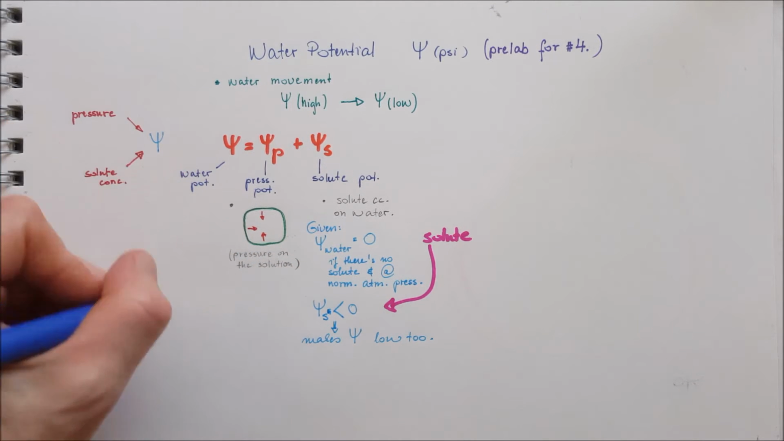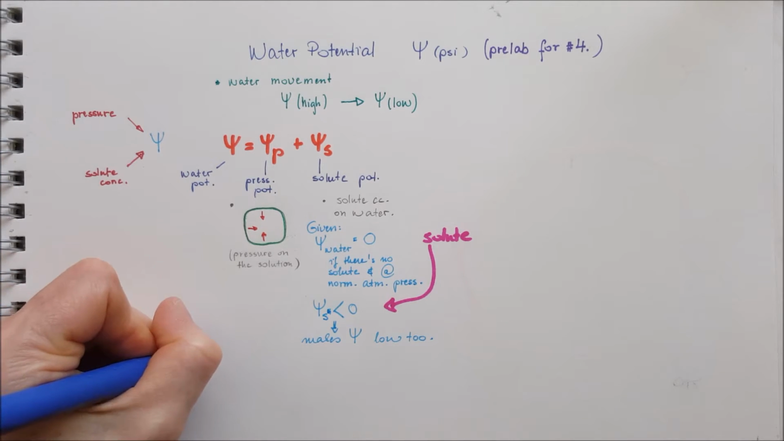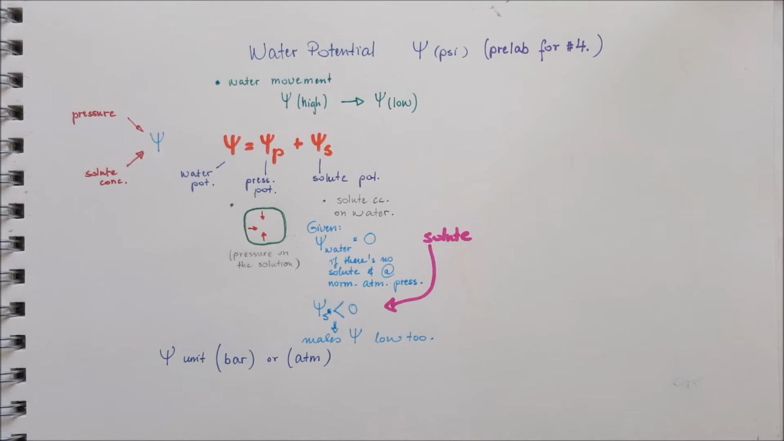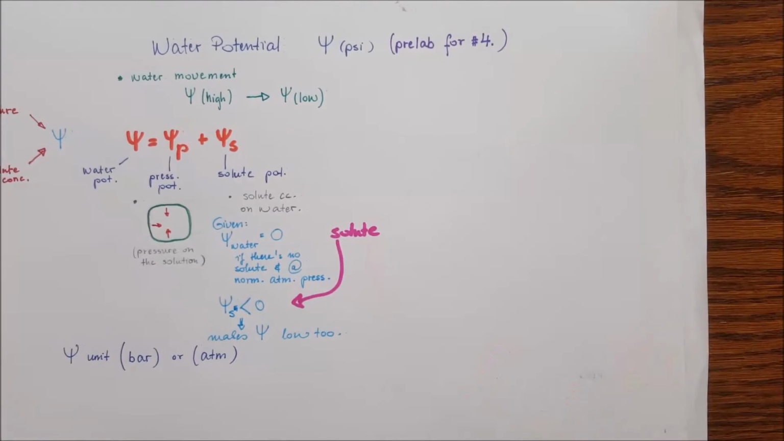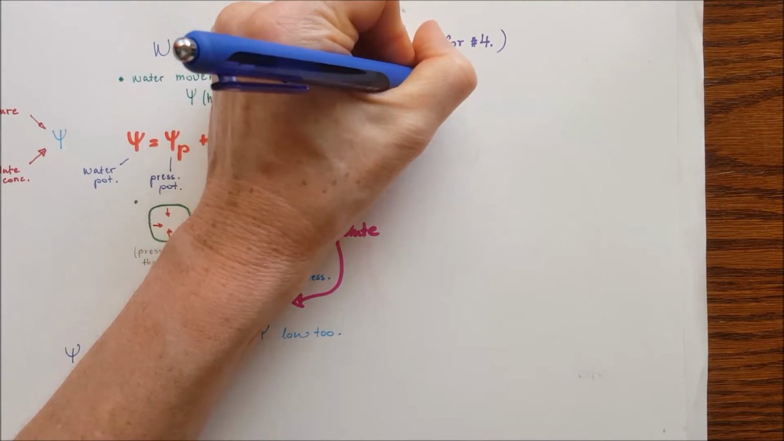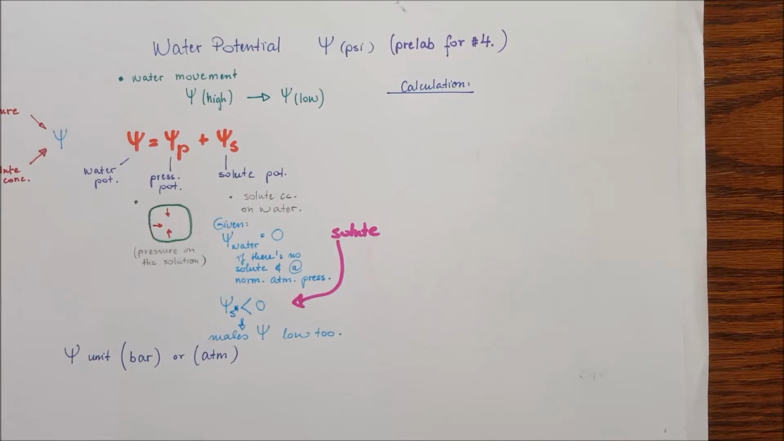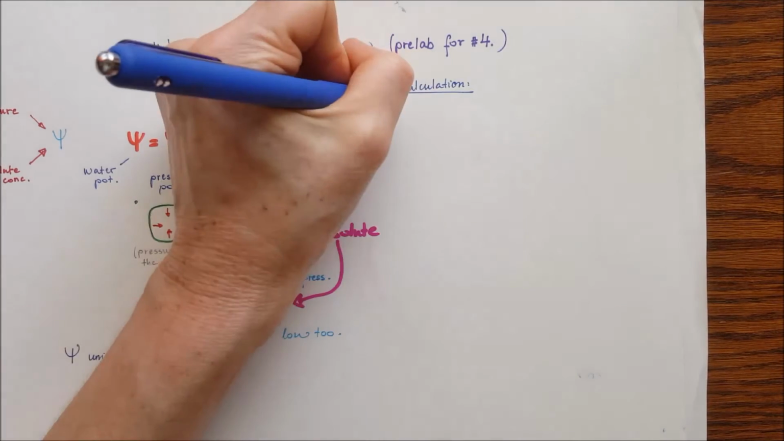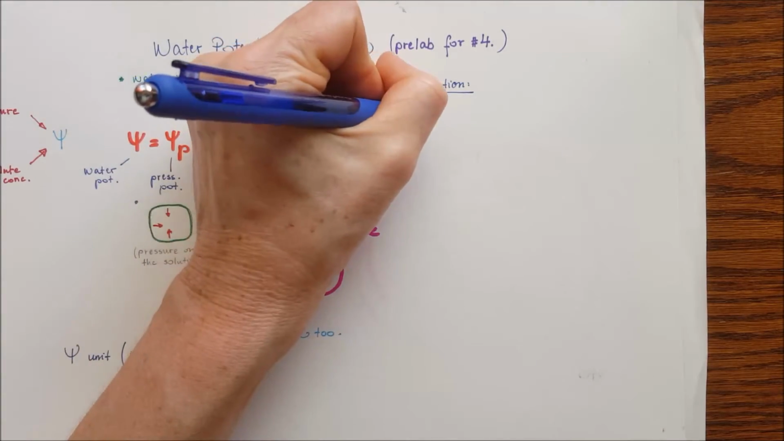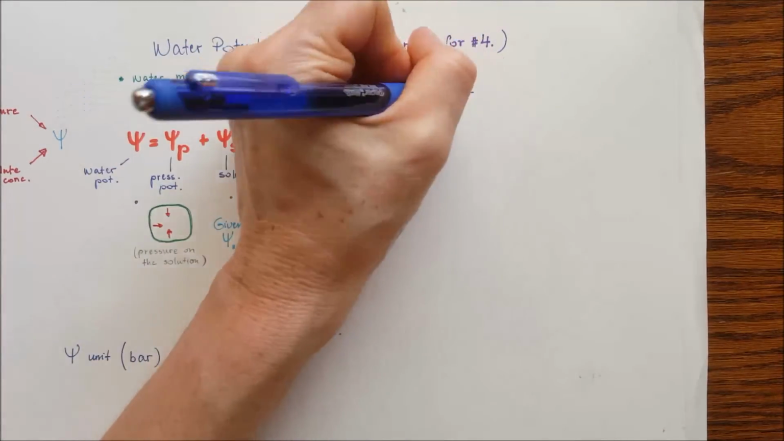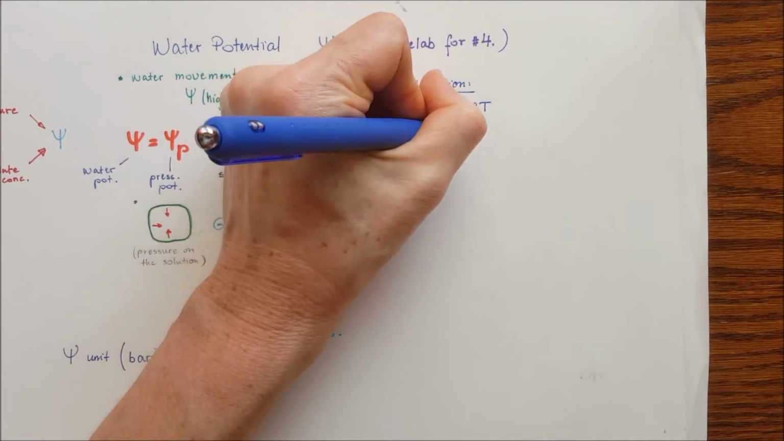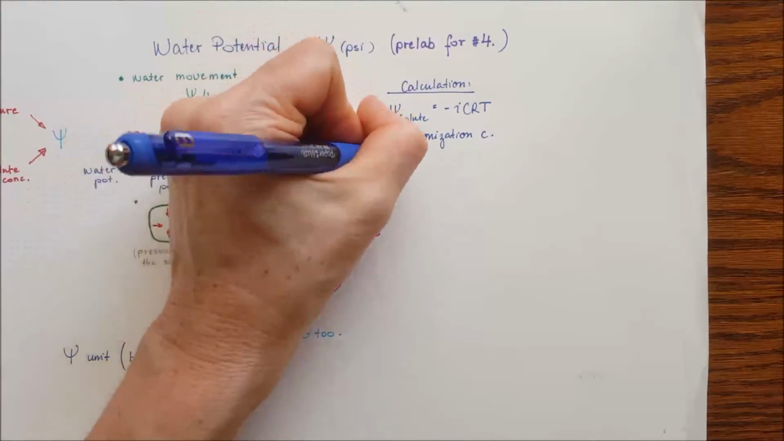The unit for the water potential is bar, or the atmosphere, ATM. Okay, anyway, calculations. Try to figure out the solute's potential. The solute's potential is a big equation, but don't worry, you don't have to memorize it.